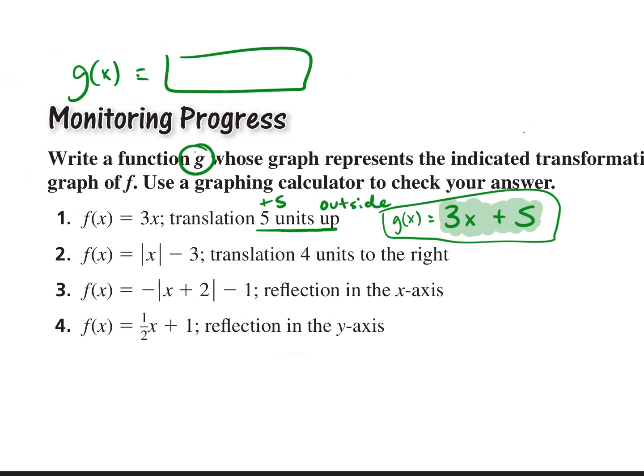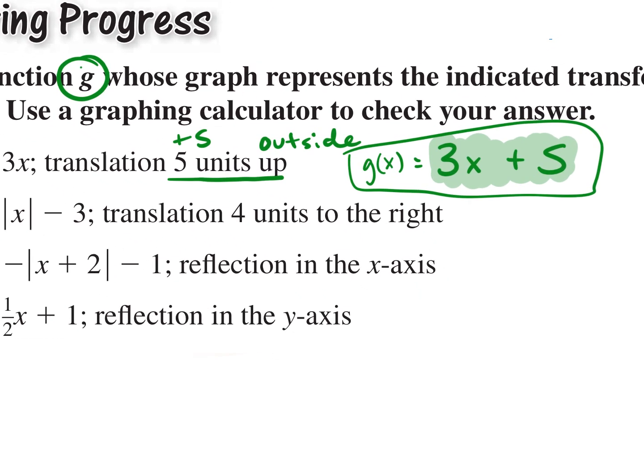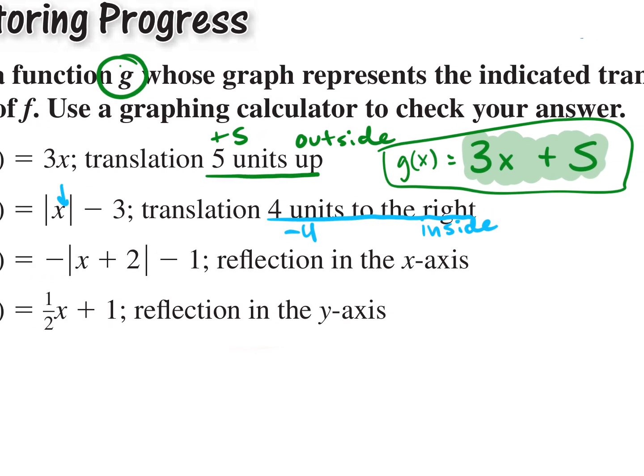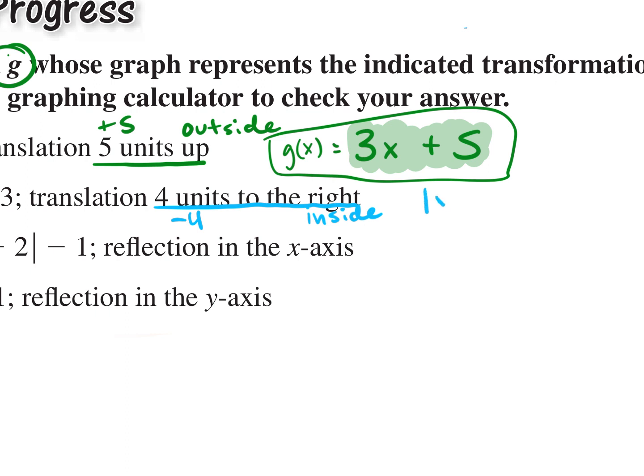So for 2, we have a translation 4 units to the right. Does the right happen inside or outside? Inside. And 4 to the right, is that plus or minus? Minus 4. So we're subtracting 4 when we go 4 units to the right. Subtracting 4 on the inside. Here, we actually have absolute values that kind of act as our parentheses. So we're applying it directly to the x inside the absolute values. So this would be absolute value of x minus 4 and then minus 3 on the outside.